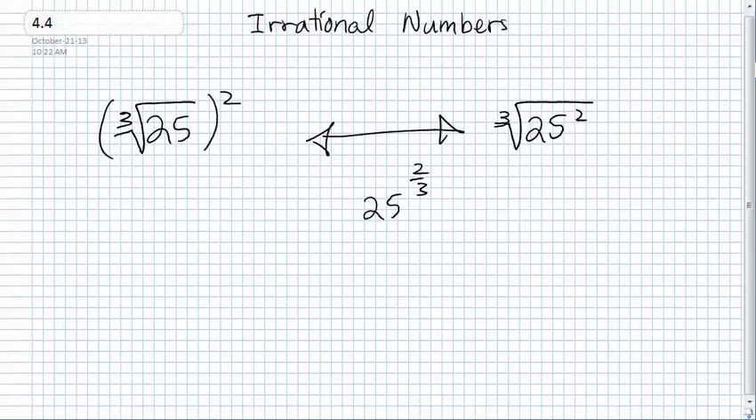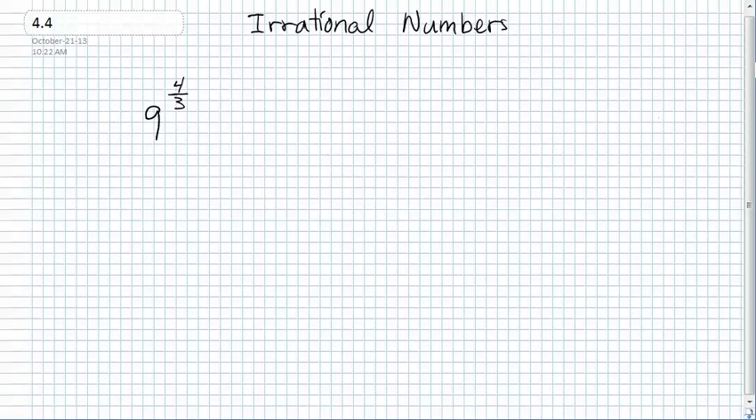So when I write the number 25 to the power of 2 over 3, I'm basically saying that 3 is the index and 2 is the exponent on the number, either inside the radical sign or outside, it doesn't really matter. So then 9 to the power of 4 over 3, written in radical form, is simply the cube root of 9 to the power of 4. And again, this numerator simply becomes the exponent there, and the denominator simply becomes the index.